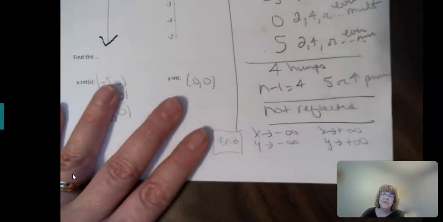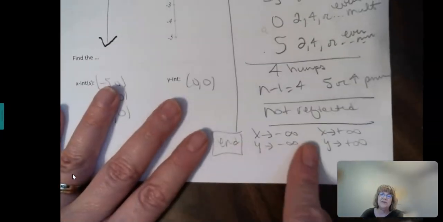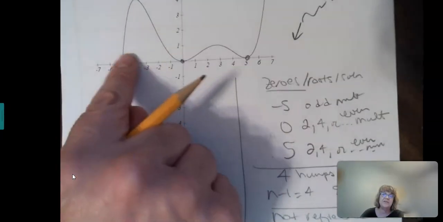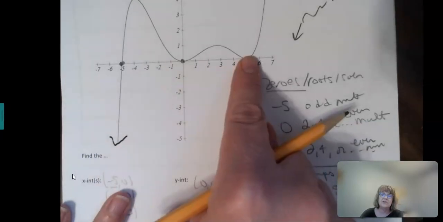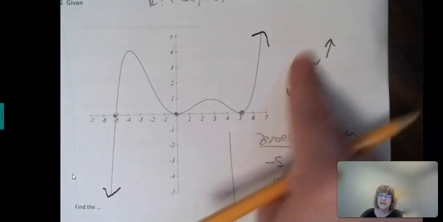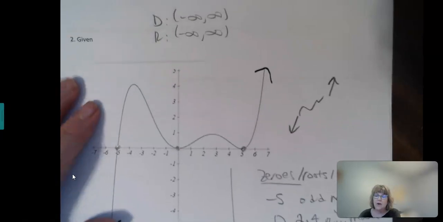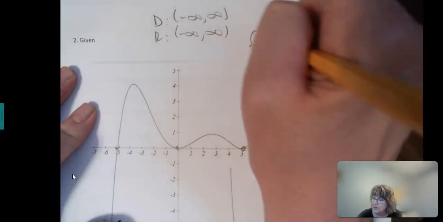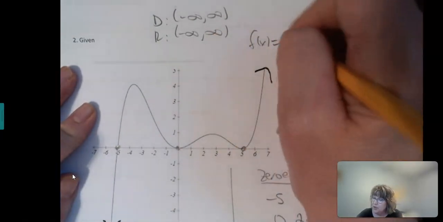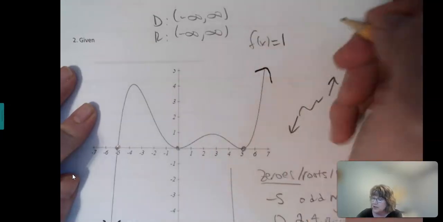And then end behavior is as x goes to negative infinity, this goes to negative. As x goes to positive, this goes to positive. Kind of that disco look. All right. Now, what is a possible function for this? Don't know the coefficient. We do know it's positive, so I'll just put a 1 there.